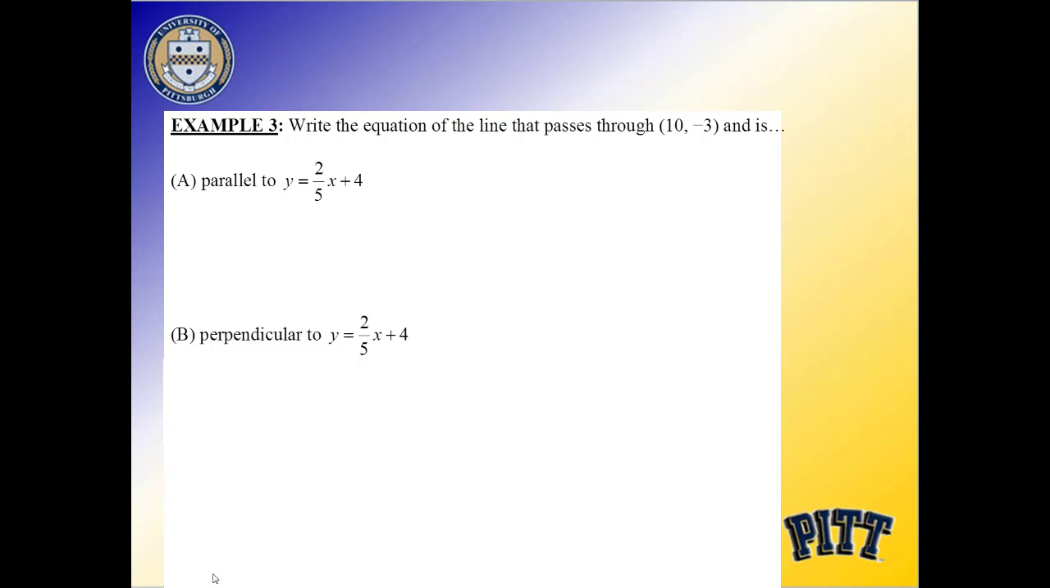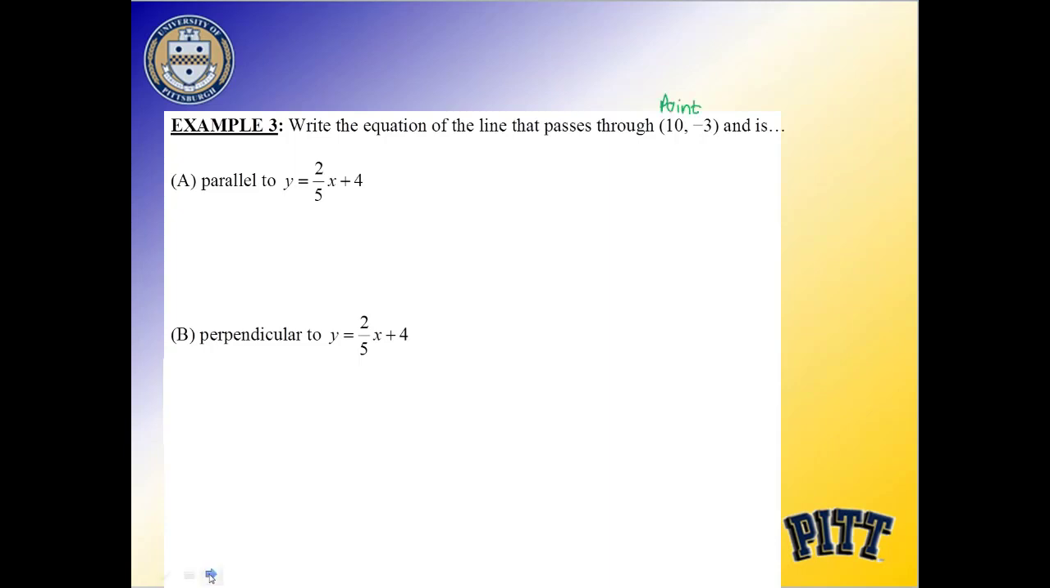We want to write the equation of a line. Now, sometimes they're going to have us do so by comparing our line to another line that's given to us. So I have to make sure I keep the line I have straight from the line I'm looking for. For instance, it says write the equation of the line that passes through (10, -3) and is, in part A, parallel to y = 2/5 x + 4.